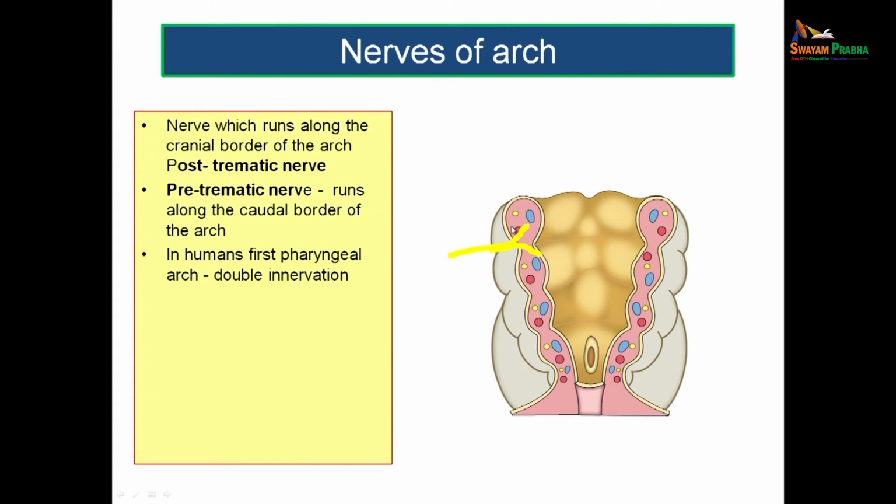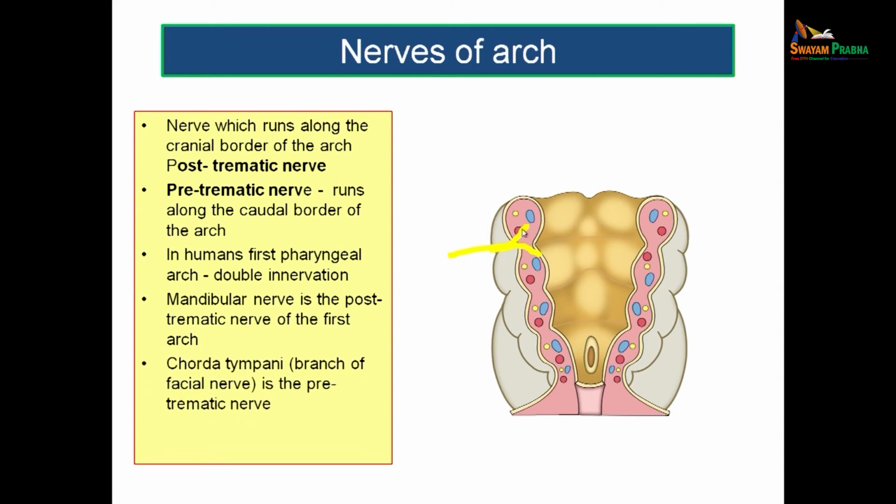So in human beings, only the first arch is having a double innervation. That is, the first arch is having both post-trematic as well as pre-trematic nerves, whereas all the rest of the arches are having only the post-trematic nerve. So the mandibular nerve is the post-trematic nerve of the first arch. Along with that, you have one more nerve, the pre-trematic nerve. So if you take the first arch, the post-trematic nerve is the mandibular nerve, and the pre-trematic nerve is the chorda tympani nerve, which is a branch of the facial nerve.